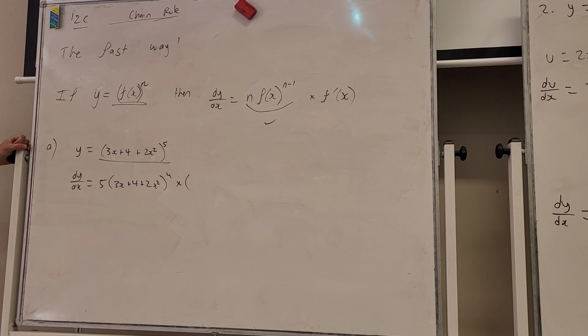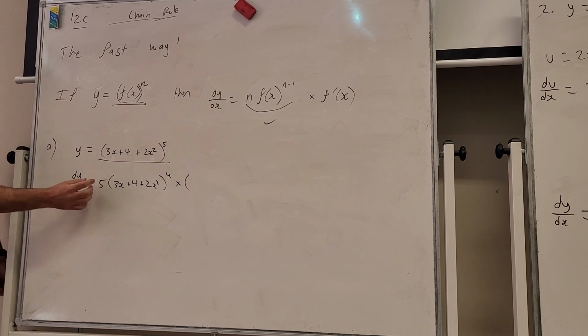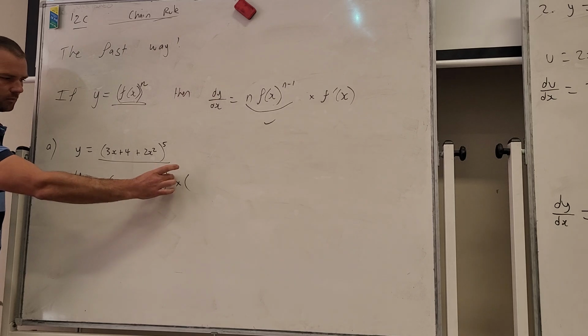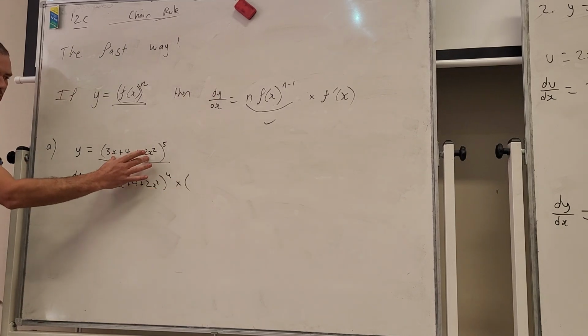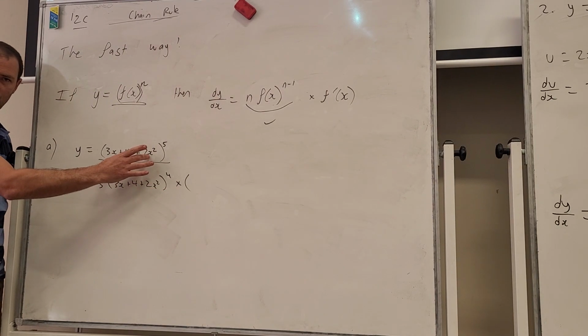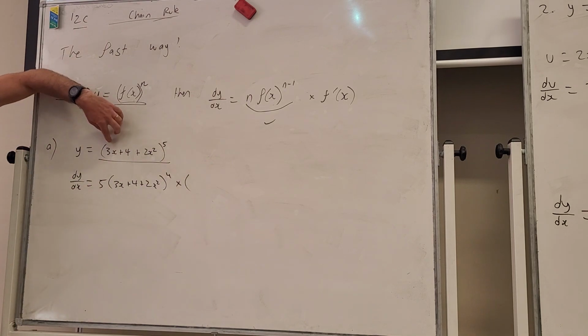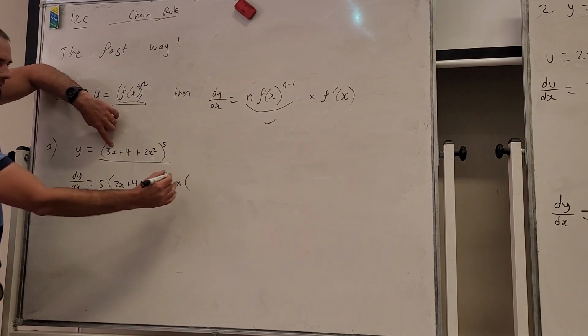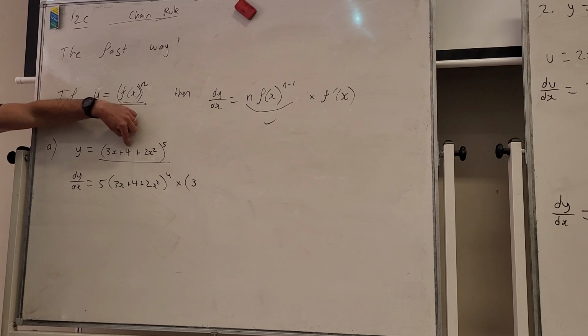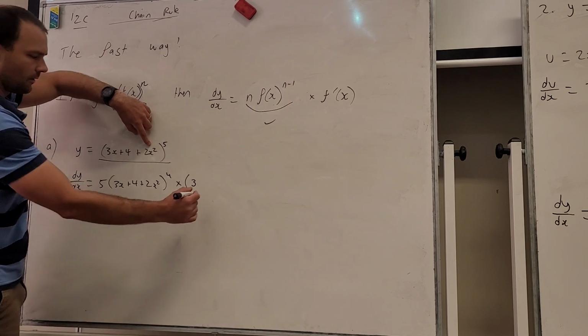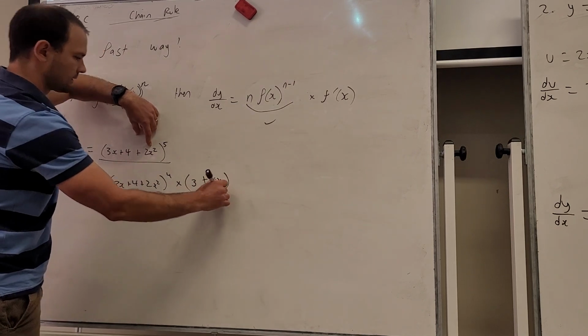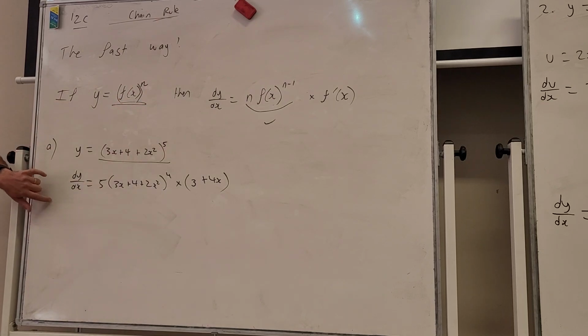Like people are furiously scribbling down. N, f of x, n take 1, multiplied by the derivative of this function, the one on the inside. So we just go through, differentiate term by term. What's the derivative of 3x? 3. What's the derivative of 4? 0. What's the derivative of 2x squared? 4x. Done. Full marks, okay?